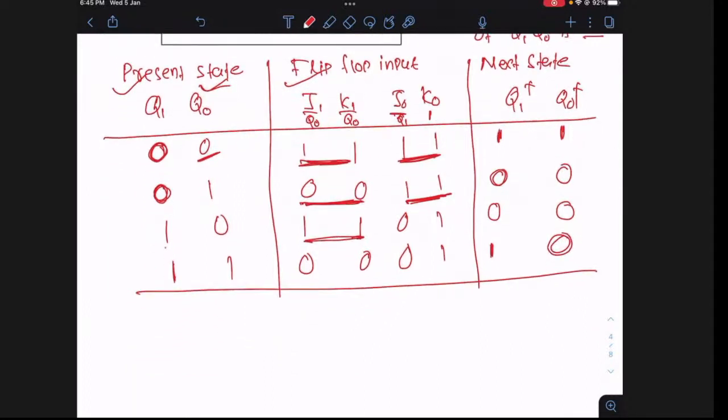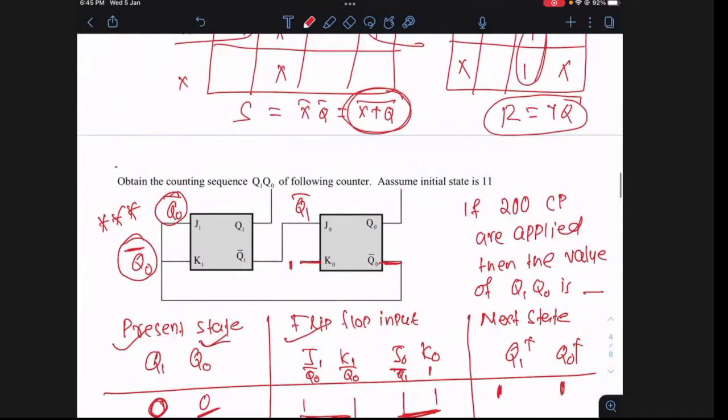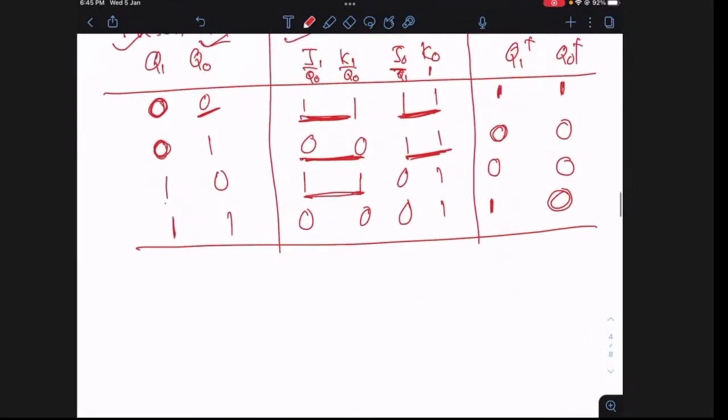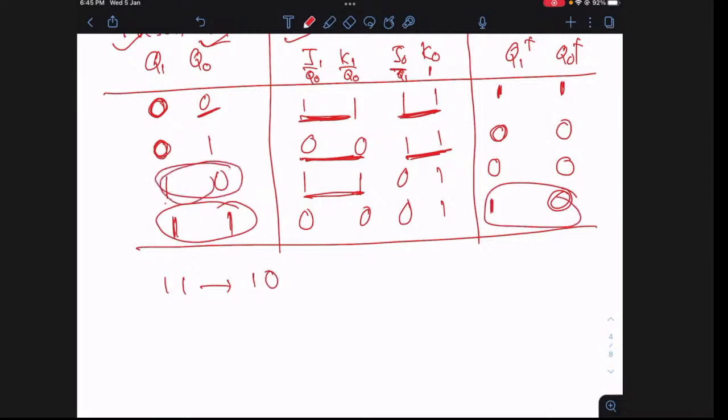So if I ask you, what is the counting pattern? Here you see carefully, assume the initial state is 1, 1. That's the information given. If 1, 1 is the present state, the next state is 1, 0. So from 1, 1 it goes to 1, 0. And if 1, 0 is the present state, it goes to 0, 0. And if 0, 0 is the present state, the next state is 1, 1.